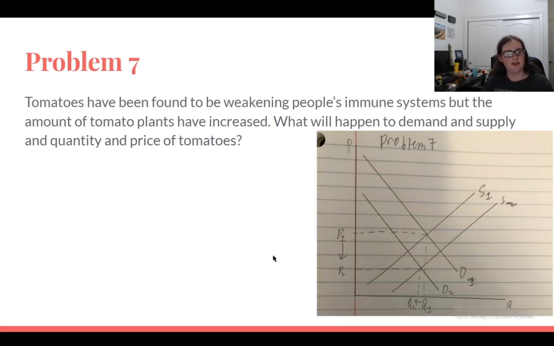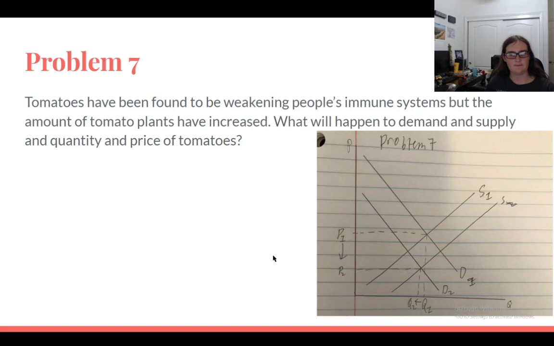Problem 7. Tomatoes have been found to be weakening people's immune systems, but the amount of tomato plants have increased. What will happen to demand, supply, quantity, and price of tomatoes?